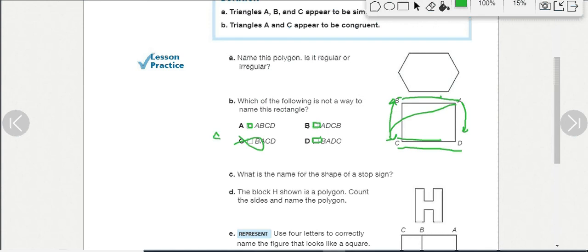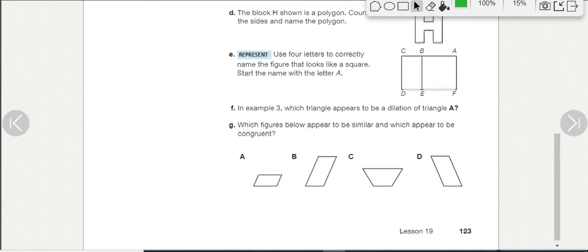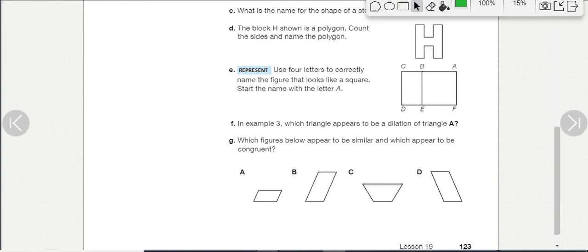All right. What's the name for the shape of a stop sign? I'll let you do that. I'll let you look at the polygon for H. That's kind of a fun one. And how about letter E and G? So C, D, E, G.